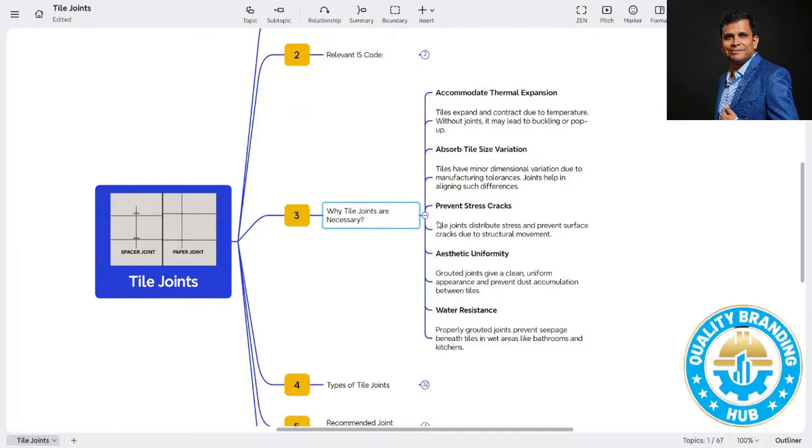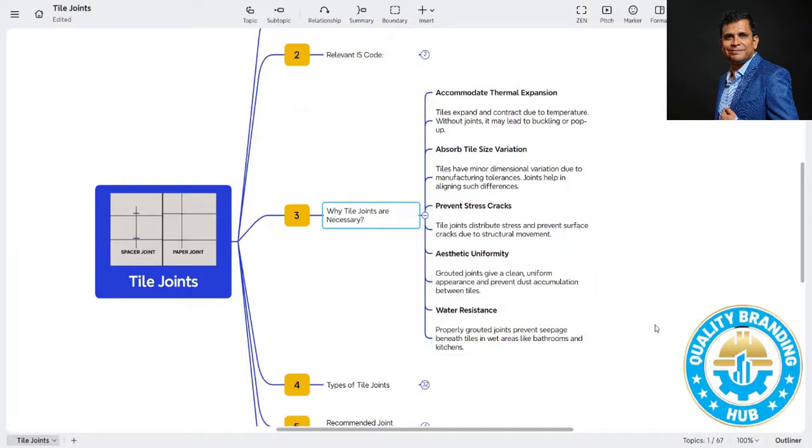Then, aesthetic uniformity. It is a very important point because the tile is the finishing item. After that we are not doing anything. If it is not aesthetically good, it looks non-uniform. So that is why we need to provide the tile joint. Grouted joints give a clean, uniform appearance and prevent dust accumulation between tiles. So that also gives the aesthetic look as well as the maintenance benefit, because the dust is not accumulated.